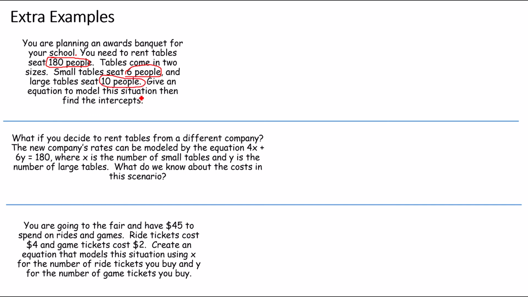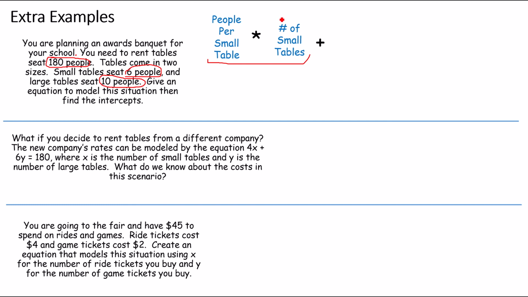Give an equation to model this situation, then find the intercepts. Well, let's see. I know that I'm going to have my people per small table times the number of small tables, giving me the total seating at my small tables. For example, it says 6 people can sit at every small table. So 6 people times 1 table, I'm seating 6 people. 6 people times 2 tables is 12 people. 6 times 3 is 18, and so on.